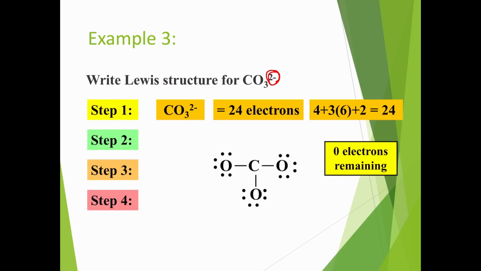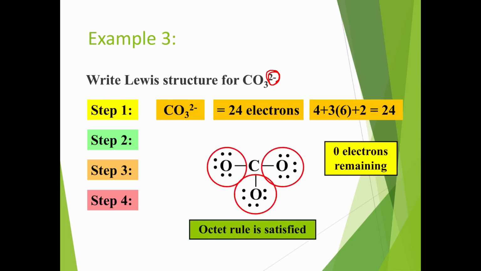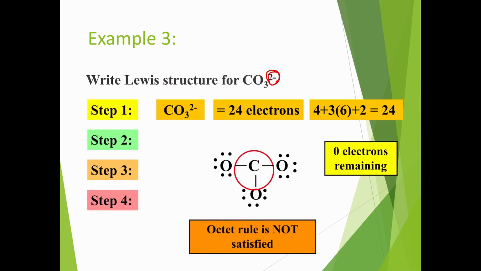And so all of the oxygens now have an octet, which is great, except for the fact that carbon doesn't. Carbon only has 6 electrons around it right now. Okay, so the octet rule is satisfied for all of the oxygens, but the octet rule is not satisfied for this carbon because it only has 6.